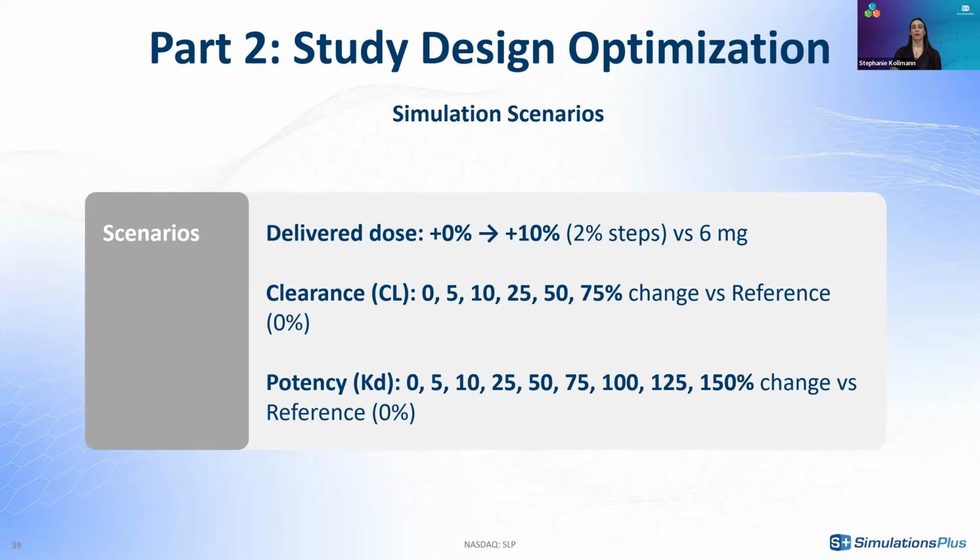So for dose delivery, we varied the administered dose by up to plus 10%, representing formulation or device variability. For clearance and potency, we explored a broader range from 0 to 75% for clearance and 0 to 150% for potency relative to the reference. And this setup lets us quantify how these shifts impact the probability of meeting the bioequivalence criteria.